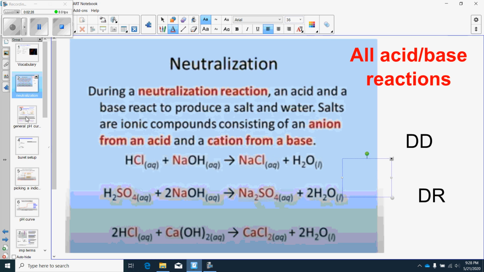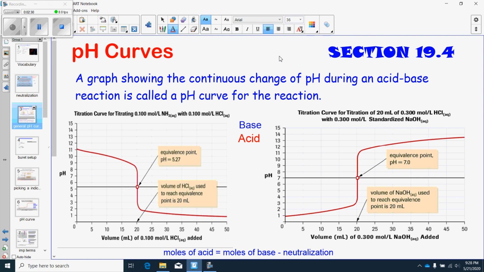So let's take a quick look generally at a pH curve, and then we'll move from there. A pH curve, also known as a titration curve sometimes, is a graph that shows the continuous change of pH during an acid-base reaction. So if we're looking at a neutralization and we want to map the pH of the solution as it travels through this reaction, we can graph that, and that's called a pH curve or a titration curve.